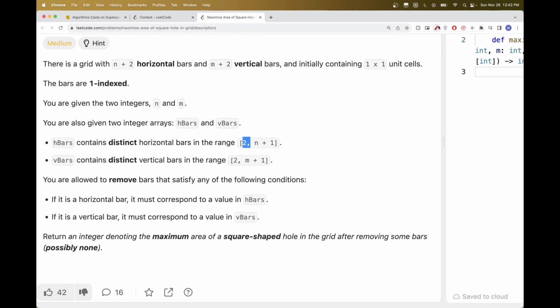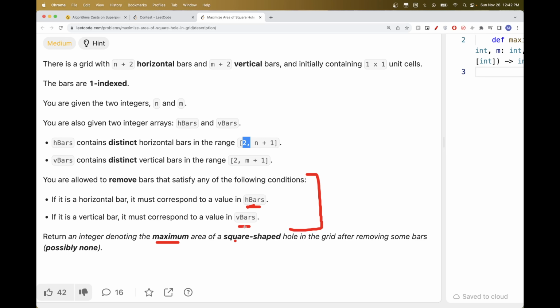And the operation we are allowed to do here is remove bars that satisfy any of these conditions. If it's a horizontal bar, we can remove it only if it's in the h bars array. If it's a vertical bar, we can remove it only if it's in the v bars array. And the goal of the problem is to return the maximum area of a square shaped hole that we can get after removing the bars. So basically, what's the maximum area we can get by removing some bars? We can remove as many as we can as long as they are in this condition: for horizontal in h bars, for vertical in v bars.